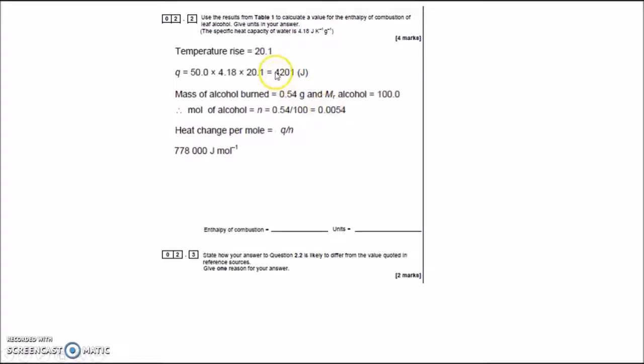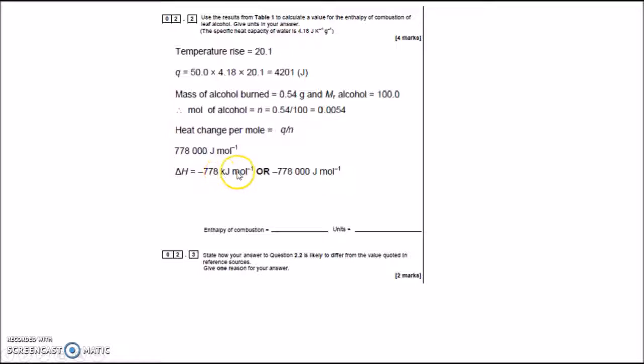That's a small amount giving a small amount of joules. 1 mole would give a larger number of joules. 1 divided by 0.0054 is my number to scale up by, multiplied by 4,201 gives a much larger number of joules. Yes, that's correct for a larger number of moles, 1 mole of alcohol. 778,000 joules per mole to the -1 means for 1 mole, and that's your answer there.